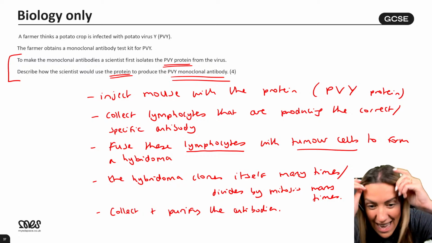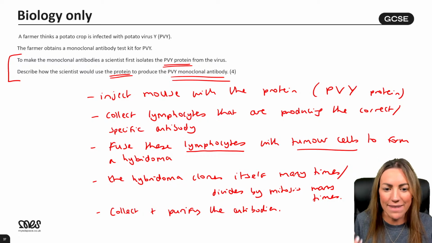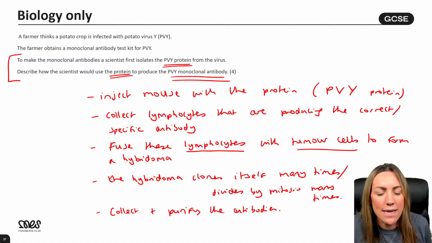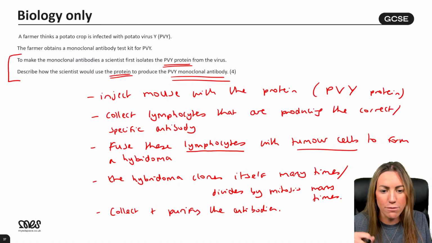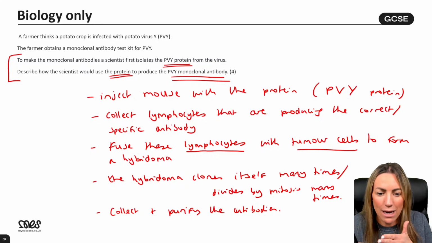Okay. Yeah, the protein is like the antigen, isn't it? The viral protein is working like the antigen here. So it might be an antigen, it might be a different protein. This is a viral protein. Whatever that protein is, you inject the mouse with it.